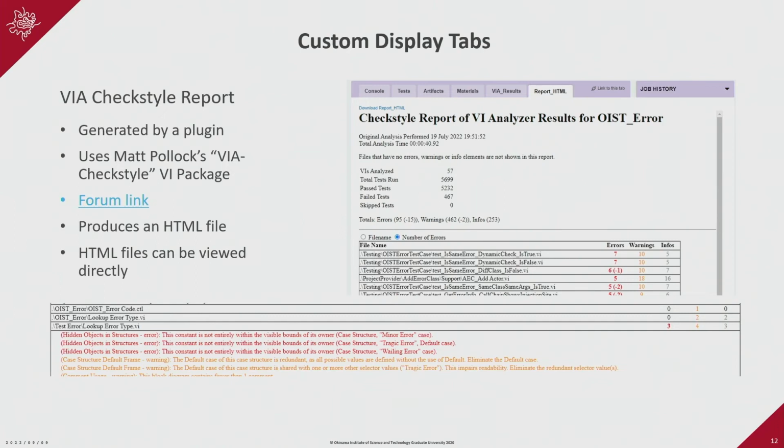This is on the right-hand side, a screenshot of part of one run of a particular test setup. It's run VI Analyzer, and it's using Matt Pollock's VIA check style VI package. And I'm working on a plugin to basically generate this report and produce an HTML file, and then you can look at it like this, and you can click on the files, and they'll expand out to tell you which errors happened or what the problem was, and also the relative change. So there's some -1, -2 in those boxes saying that this time it ran, it had fewer errors than last time it ran.